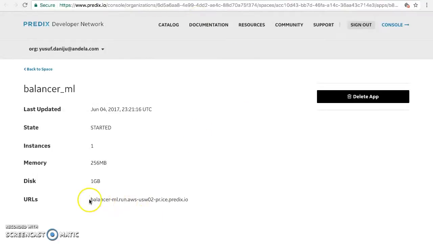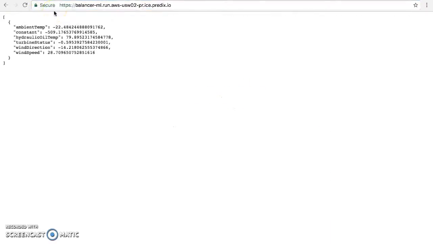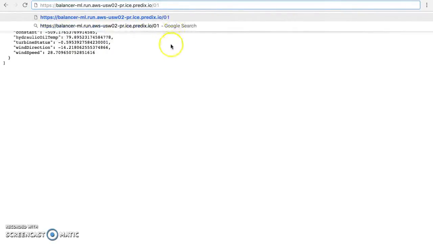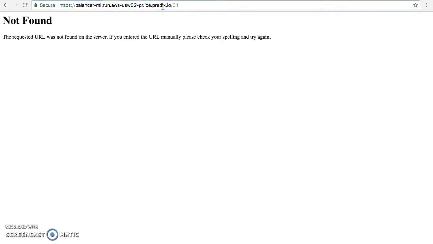So in order to visit the Balancer ML machine learning algorithm app, you can go to HTTPS of this, and then right there you find different forms of analytics depending on what exactly you're looking for. This one applies to the whole of the dataset, and this for one turbine.